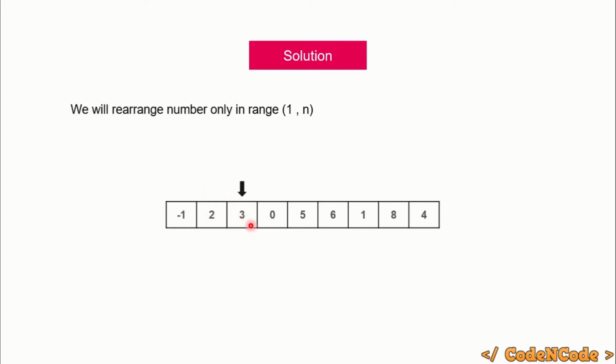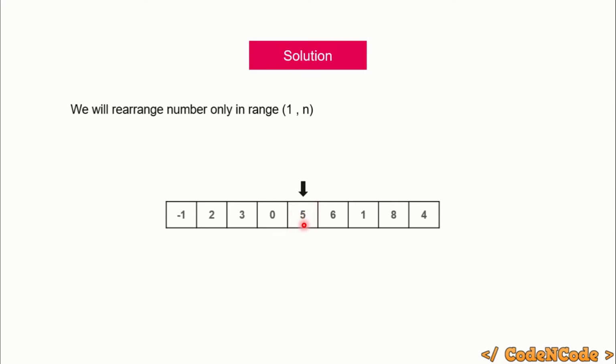Now we will again check whether 3 is at its correct position or not. The answer is yes. So we will move on. This is outside our range. We won't do anything. Is 5 at its correct position? The answer is yes. What we will do, as soon as I reach a certain index, I'll keep on swapping element to its correct position until the current element is at its correct position.